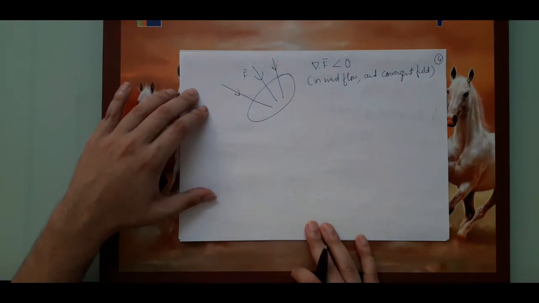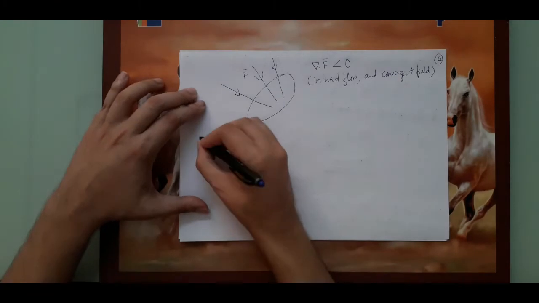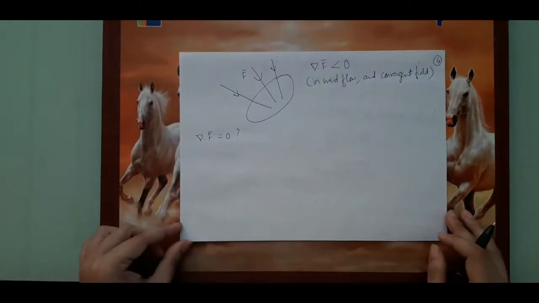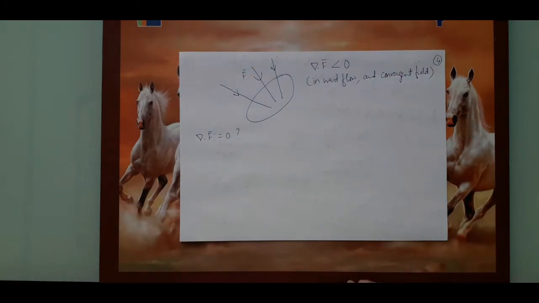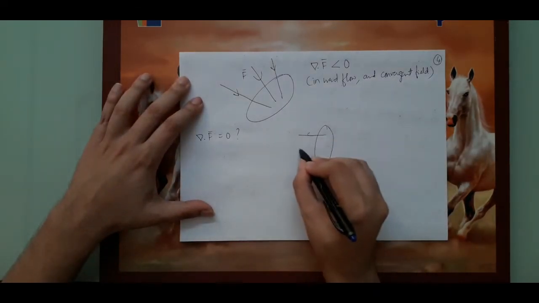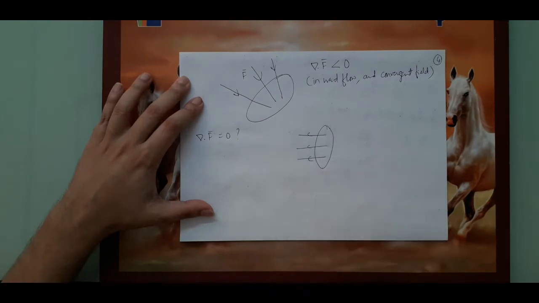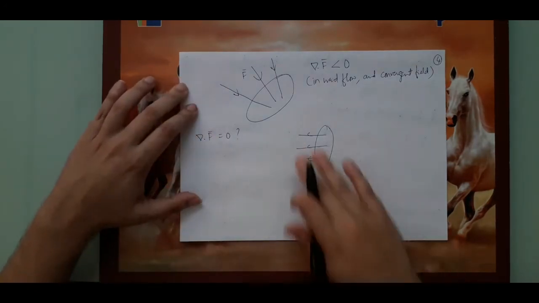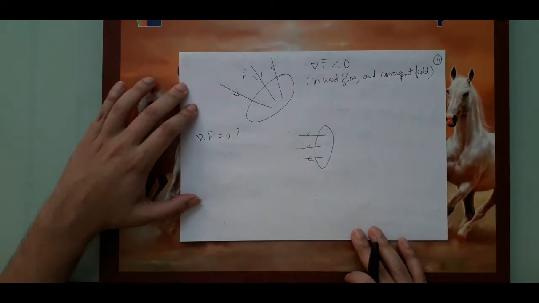When can del dot F be 0? This will be 0 when the vector field is neither converging nor diverging. So for example, if I have a surface and the vector field looks like this, the lines are all parallel to each other. In that case, the divergence will be 0 because they are neither converging nor diverging.